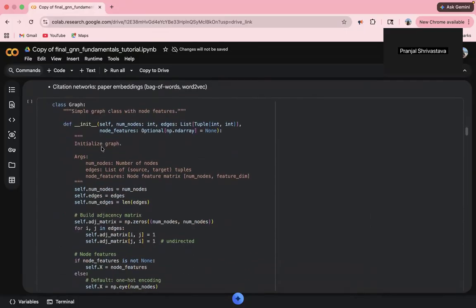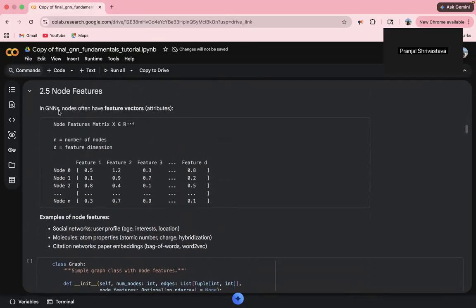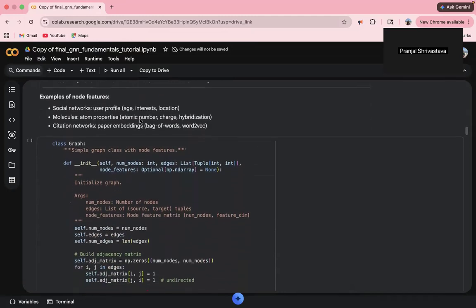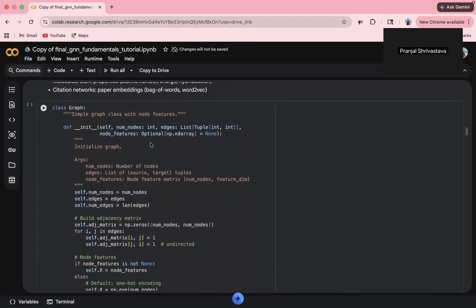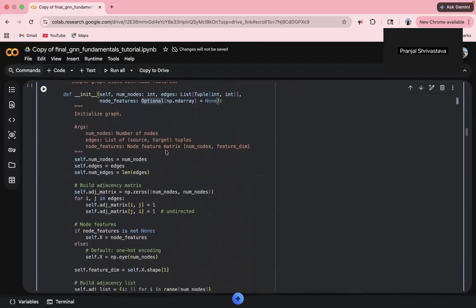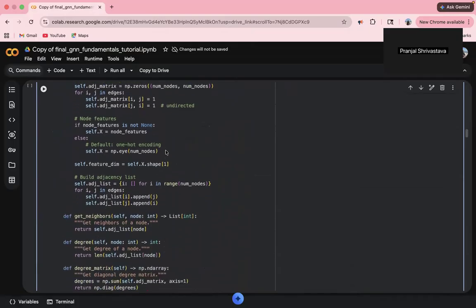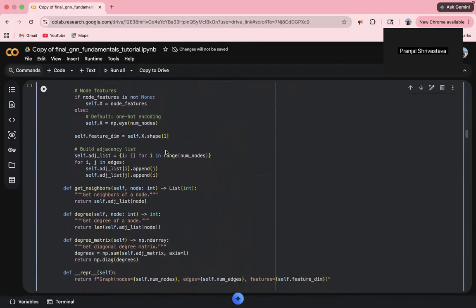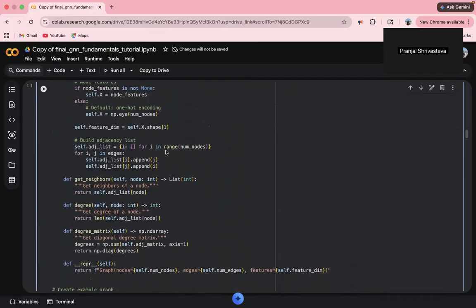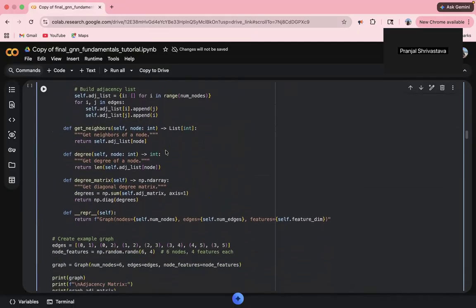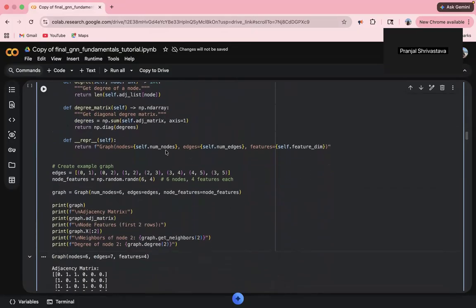Next, we have a graph class with node features. In GNNs, nodes often have feature vectors. Real GNN inputs include two things: the graph structure, who connects to whom, and node features, numerical attributes for each node. In a social network, node features might be user age, interest, and activity level. In a molecular graph, they would be atom type, charge, and hybridization state. Our graph class stores both and provides utility methods like get neighbors and degree.